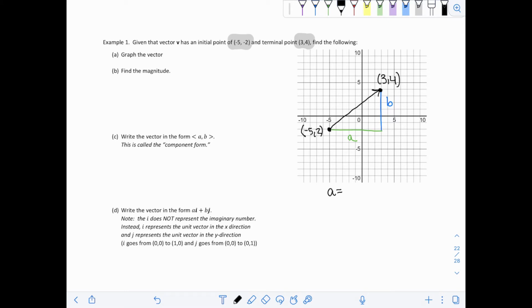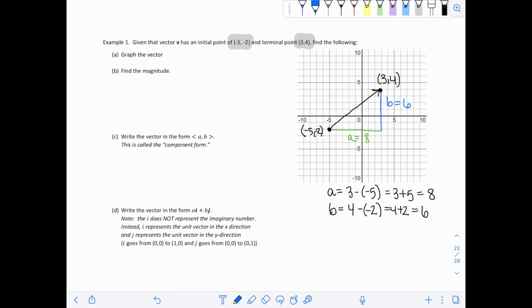So in this case, a would be the change of x, so we could indicate that as 3 minus -5, which is 8. So it's saying this distance here, it's kind of in green. We could count it, and it ends up being 8. And do the same thing for b. And we get a b value of 6.